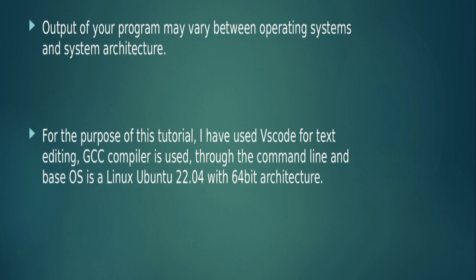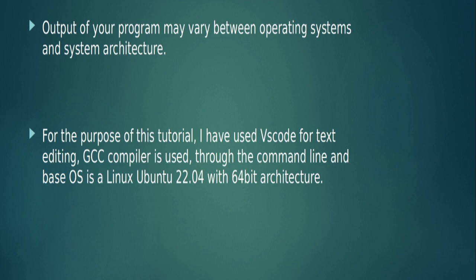The output of your program may vary depending on your operating system and the architecture of your computer. For example, sometimes you may have a different output when you are running on a 64-bit operating system as opposed to a 32-bit operating system. So that may affect the output of your program when you are coding in C.